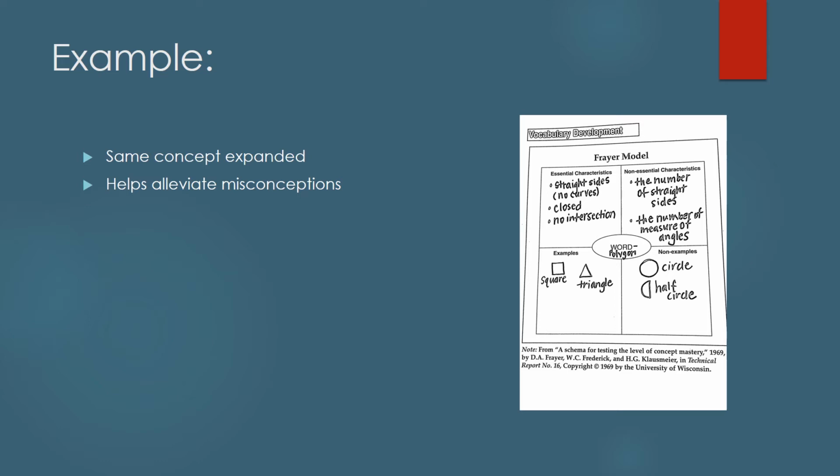Here you can see the non-examples of a polygon being a circle and a half circle. A misconception that a student might have about a polygon is that it doesn't have to have all sides straight. So if they see that a half circle has one straight side and the other side of it curved, they might not think that that would be a non-example. Seeing it laid out in this model helps them to make these determinations.